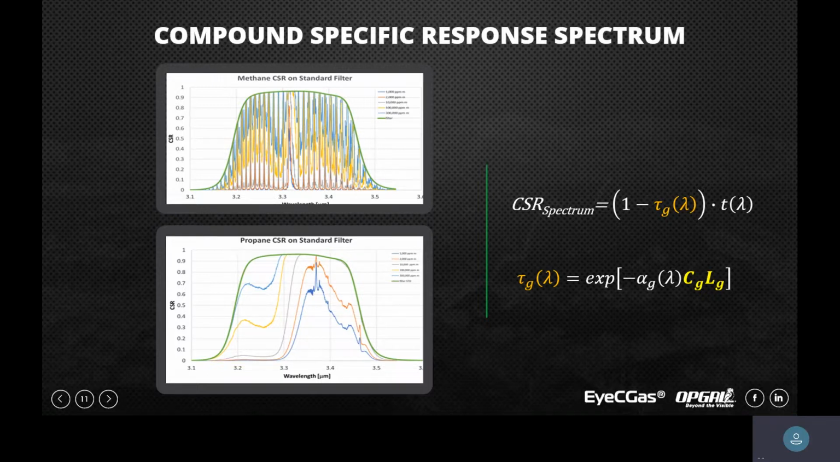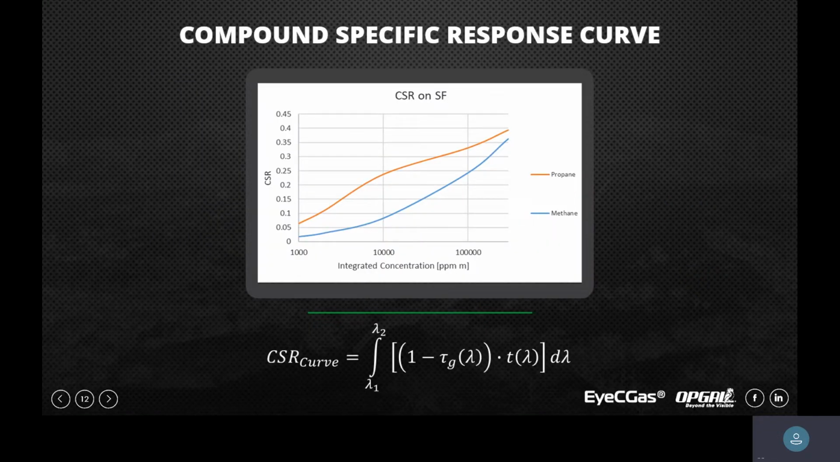If we move this filter to the right, we can get better optimization. It's all about optimization. Where is your absorption coefficient and where is the filter situated? You're trying to optimize detection and quantification by putting the absorption coefficient spectrum inside the filter. When it's better situated, it's better detection.